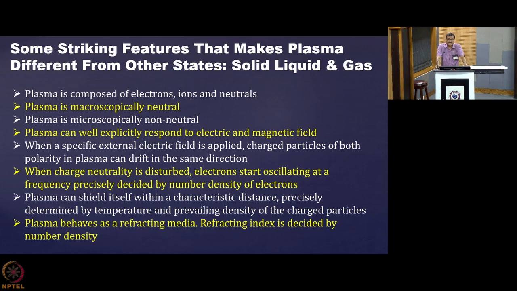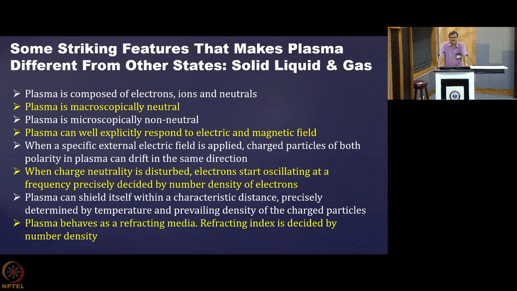Now plasma can shield itself within a characteristic distance, that is precisely determined by temperature and the prevailing density of the charged particles. So these are very particular to the kind of plasma that you have created: what is the number density and what is the temperature. For example, if you think of an ordinary gas, it neither reacts to electric field nor to magnetic field, and neither does it show any oscillation frequency. So all these parameters are very particular to the plasma state.